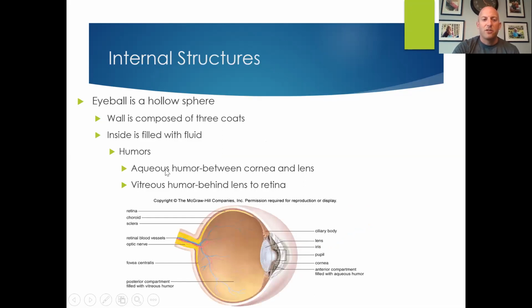The 2 different types of humors were the aqueous humor and the vitreous humor. Okay, so the aqueous humor is the one that's right up here in the front. I remember aqueous is anterior, and the vitreous, when we dissected that cow eyeball, it all just flopped out.